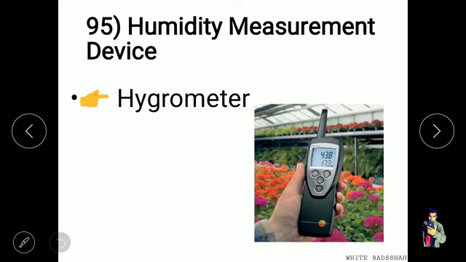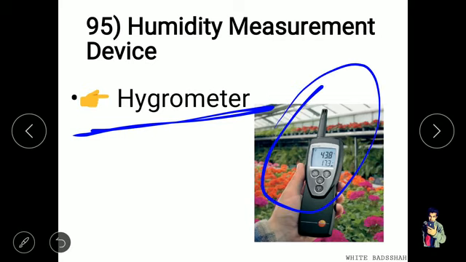The humidity measurement device is the hygrometer. The hygrometer is used to measure humidity in the atmosphere. This is a photo of a hygrometer.